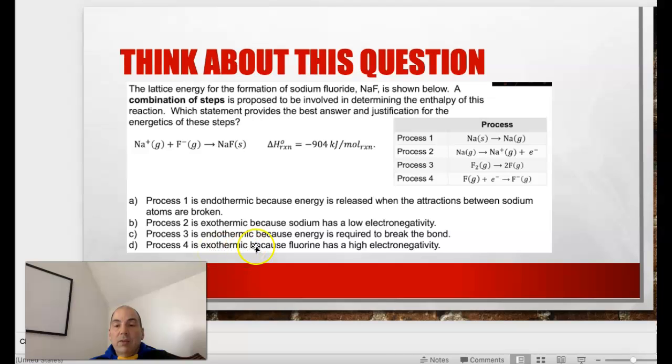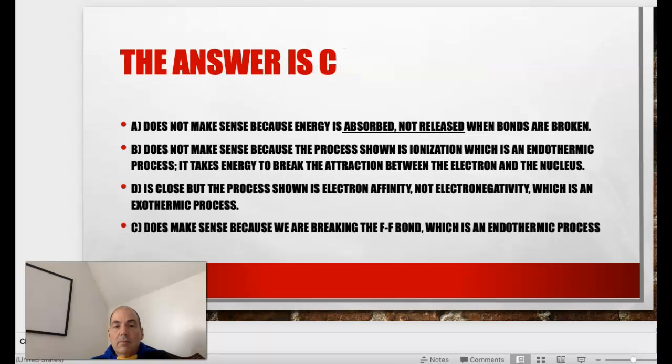Process 4 is exothermic. Well, let's see. If I make a bond, yes, it would be exothermic because fluorine has a high electronegativity. Well, that has nothing to do with the process, and actually this reaction is nothing to do with electronegativity. It's electron affinity. So no, the D is just not quite right. And in case you didn't follow me, you could pause this and look at the reasoning here as I break it down, but C is the correct answer.